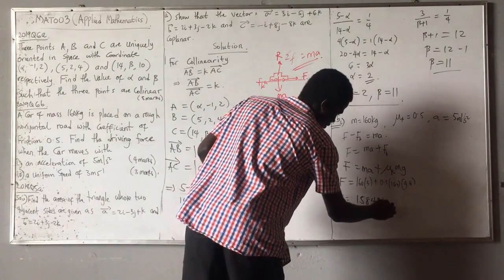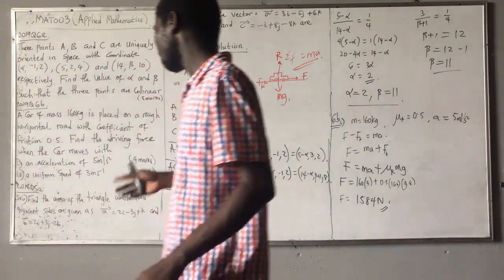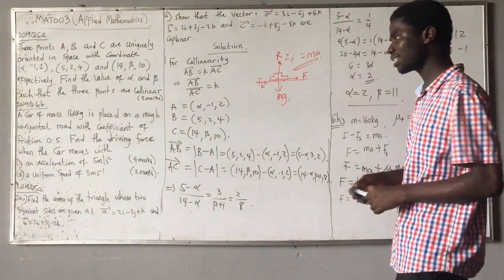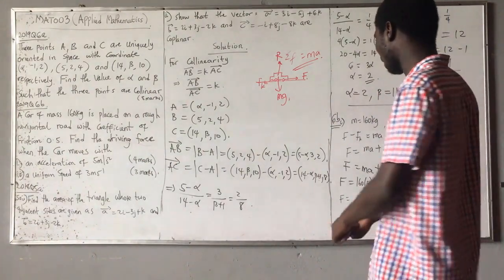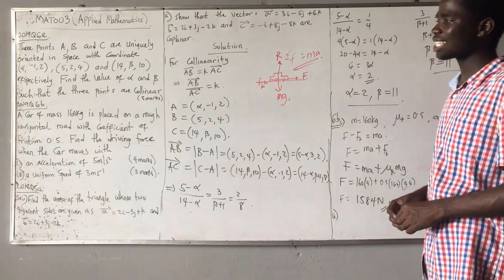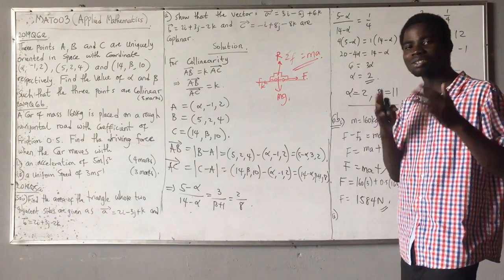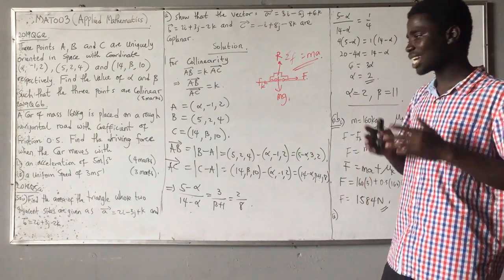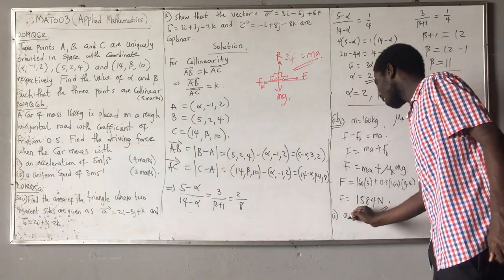1584 Newton. That is the driving force they asked us to calculate. The second one, they asked me to find the driving force when it has a uniform speed of 3 meters per second. When the speed is uniform, what does that mean? Acceleration is 0. When it is moving with a uniform velocity, it indicates that the acceleration is 0. So that means in this case acceleration is 0.